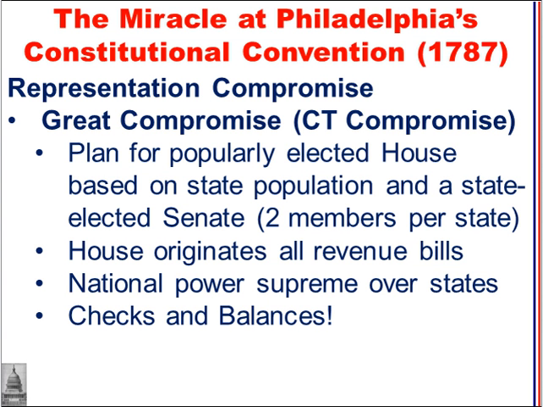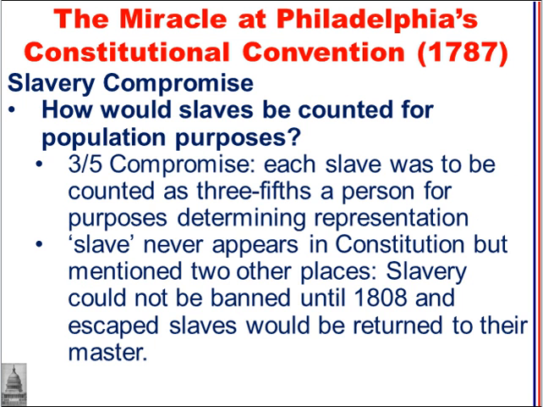So this solved the representation debate, but there were a few other issues that the framers had to solve at the Constitutional Convention. And one of those issues was slavery. How would slaves be counted for population purposes? This was a very tricky issue at the convention, and the compromise that was agreed to was called the Three-Fifths Compromise. It was an agreement reached at the convention stipulating that each slave would be counted as 3/5 of a person for purposes of determining population for representation in the House of Representatives. The Southerners agreed to give the Senate more power in exchange for this compromise.